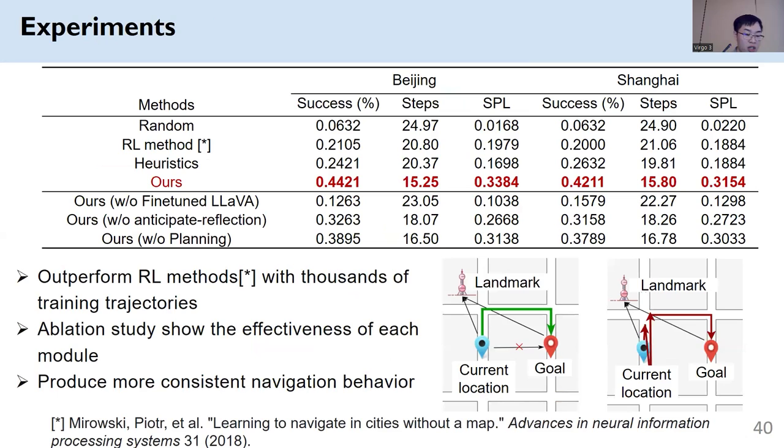And we conducted an experiment in Beijing and Shanghai. So we can see that this agentic framework can outperform all the baselines by a lot, especially the RL-based methods that have been trained with thousands of training trajectories. It is a NIPS paper from several years ago. And the ablation study shows each module is quite effective in solving this task. And in the case studies, we also find that this LLM agent can produce more consistent navigation behavior. So it doesn't have the ping pong effect generated by a lot of AI models.